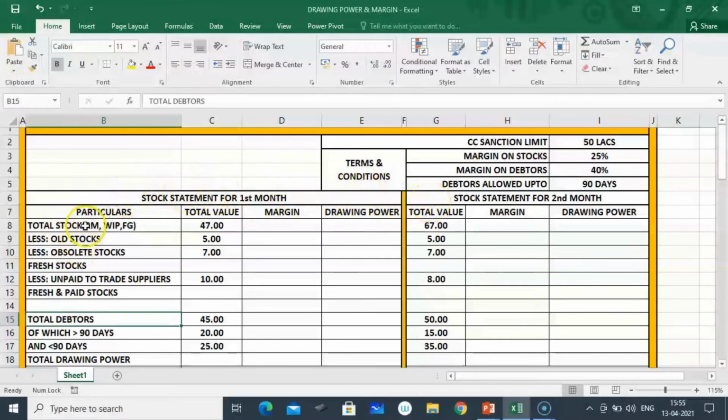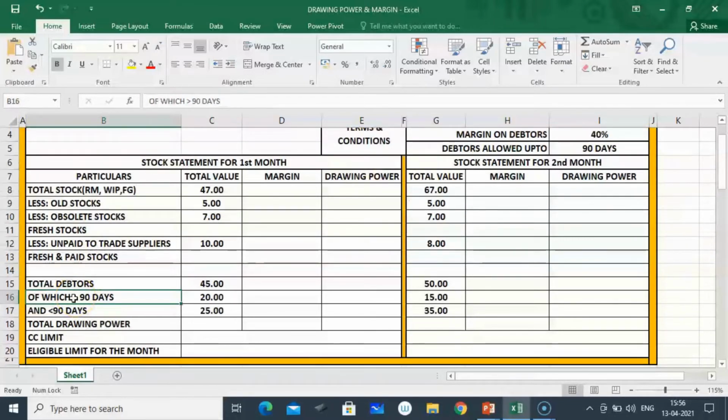The borrower has provided information on the total stocks, total receivables, and also the amount unpaid to the trade suppliers. The borrower has also provided an age-wise list of debtors. The bank has segregated debtors into those which are beyond 90 days and those within the period of 90 days. Moreover, the bank has identified old stocks and the obsolete stocks as per its latest stock audit report.